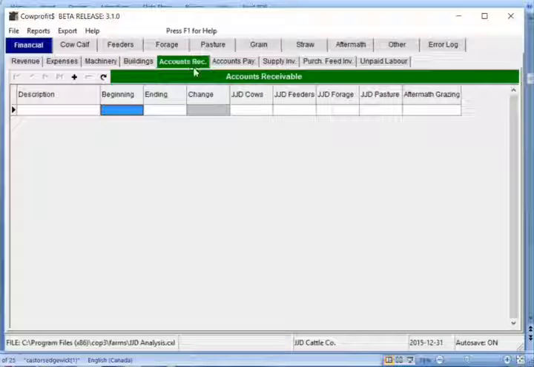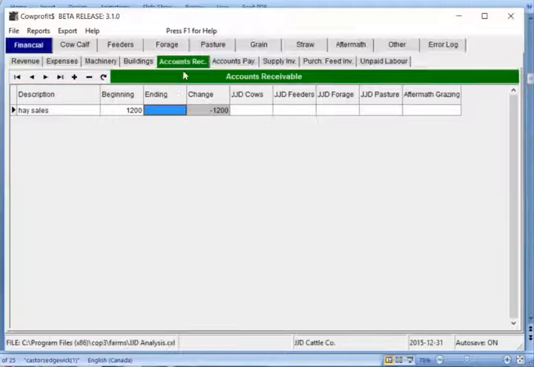Accounts receivable, in this case, what happened here is that John and Jane Doe sold some hay. So it was hay sales, but they didn't get paid for it. So the hay disappeared. It wasn't caught up in the inventory process or anything, but they didn't get paid for it. So the beginning accounts receivable was $1,200, and that causes an inventory change of minus $1,200.